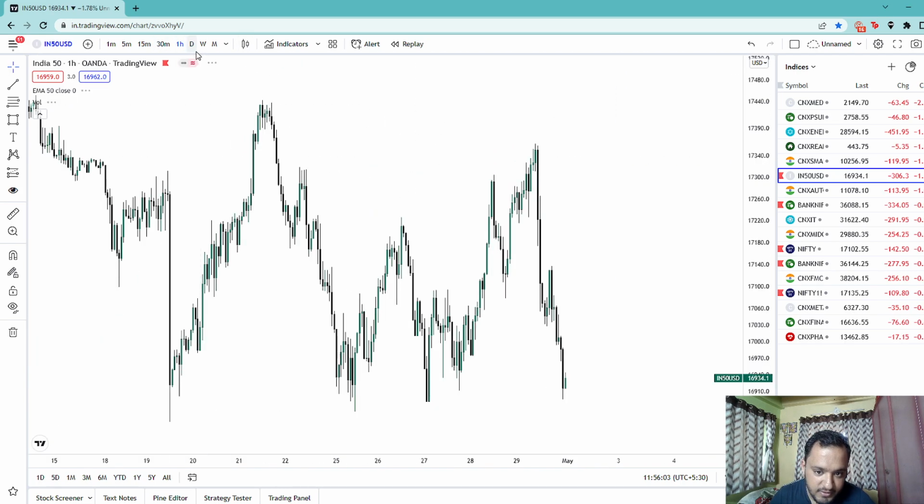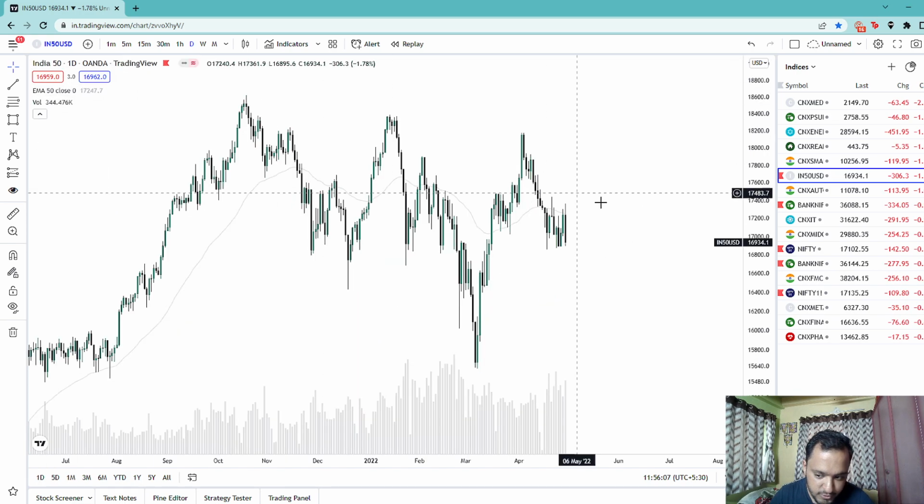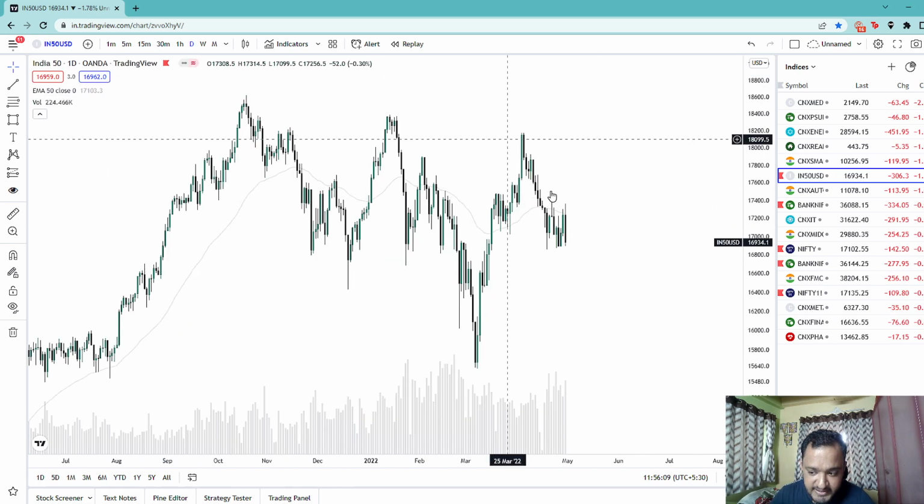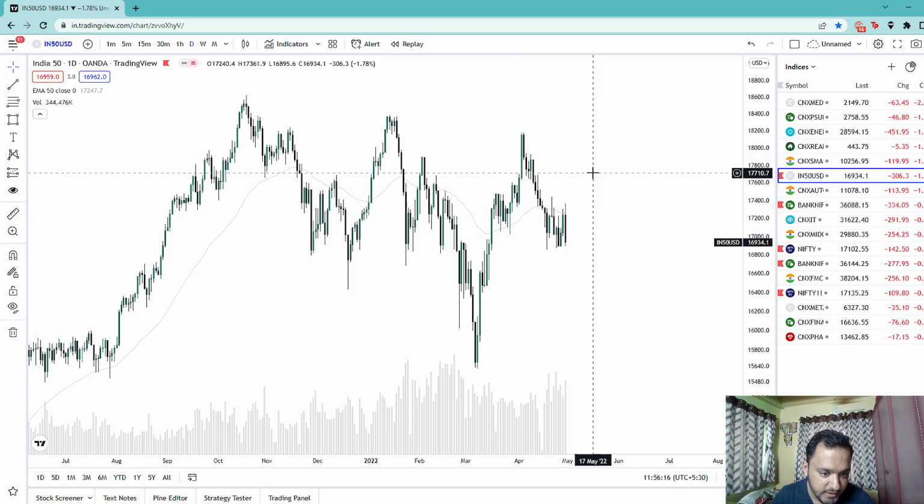All right. So if you see here on the daily chart of India 50 USD, for those who don't know what India 50 is, it's basically like SGX Nifty, but the data is not delayed on TradingView. SGX Nifty data is delayed on TradingView, so you cannot really use the chart in live time.